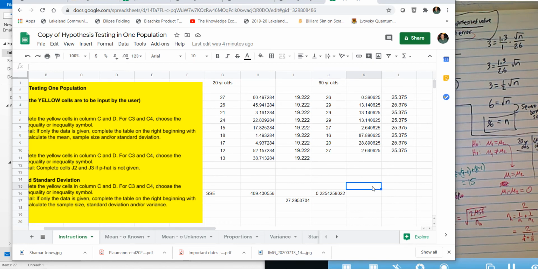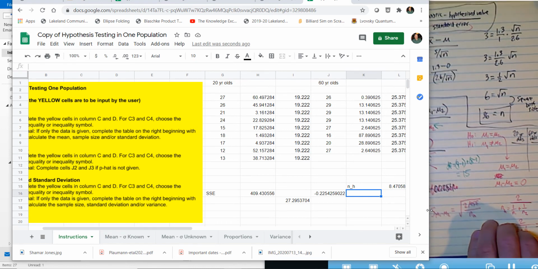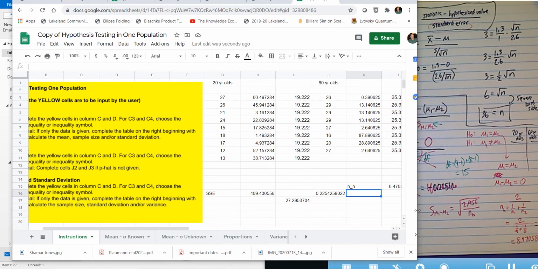Okay. So I'm going to call this n sub h. That's the harmonic mean. And that's equal to 2 divided by 1/9 plus 1/8 as my denominator. Okay, so we have an 8.47 for the denominator. And now, since that's 8.47058, I can take that value to compute this standard error.